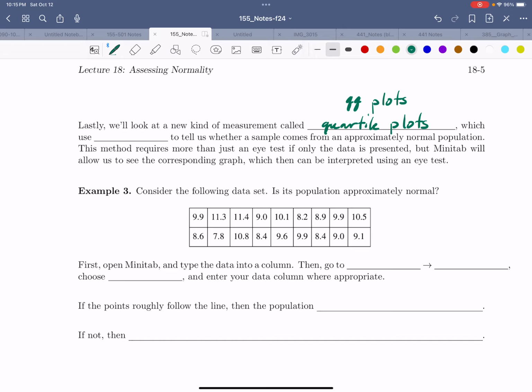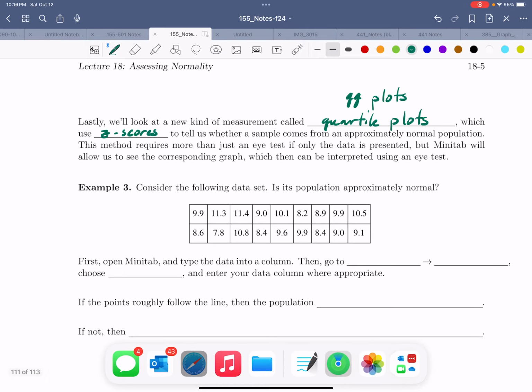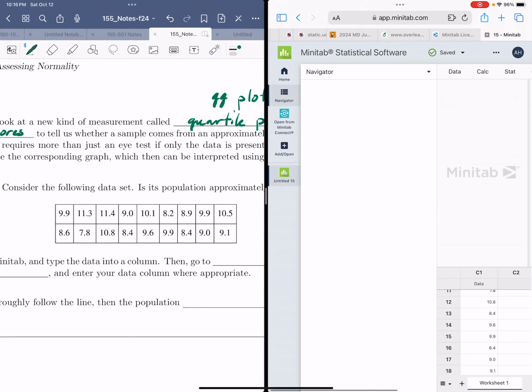And they actually use p-values to tell us, or actually, maybe you shouldn't even say p-values. That's a little much because we don't know that. They use z-scores, I should really say. That's what they do. Z-scores and then p-values, same sort of thing. If you get a graph, there's a very easy way to tell. But in the case that you need to create a graph, you take the data and enter it into Minitab, like I did.